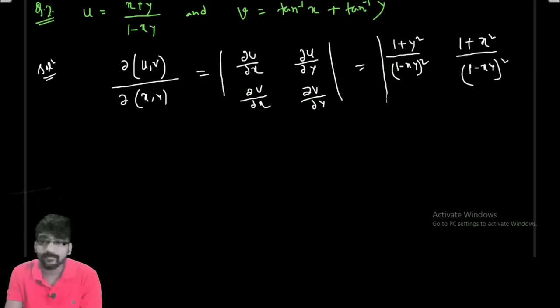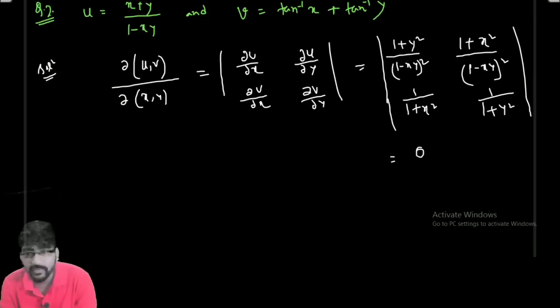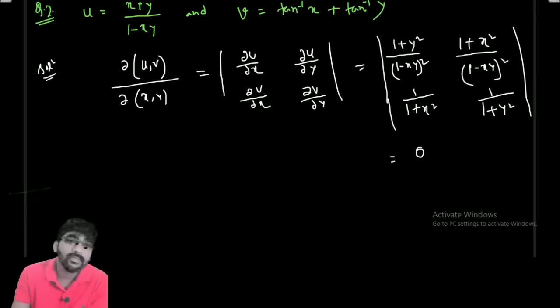Similarly, if you do del v by del x, you will get 1 by 1 plus x square, and 1 by 1 plus y square. And if you solve it, you will get 0 again. So obviously there is a relationship between these two, and you can see the relationship here. u and v are given, and v is equal to tan inverse x plus tan inverse y.